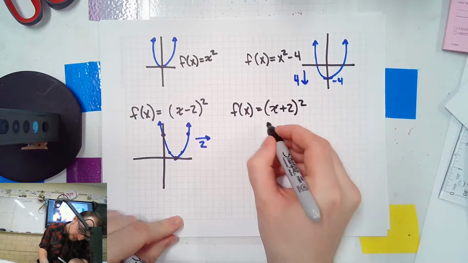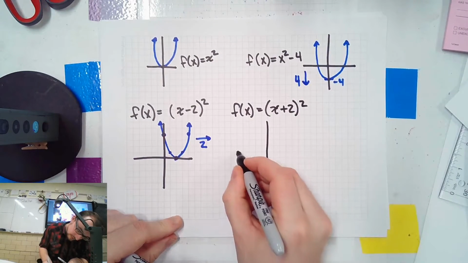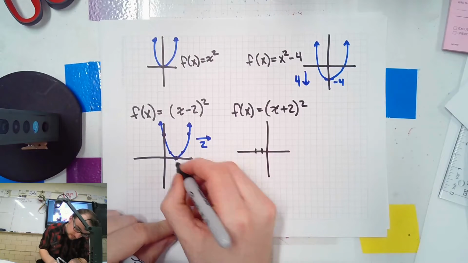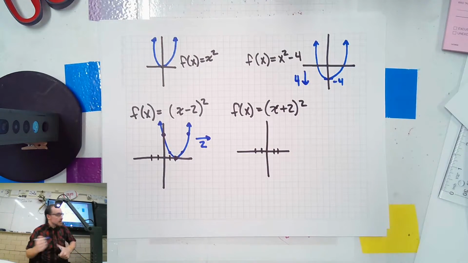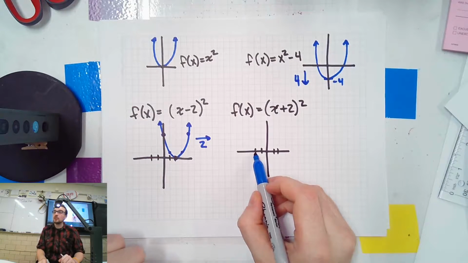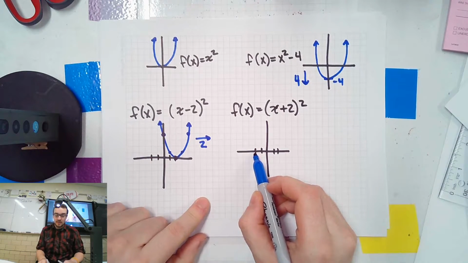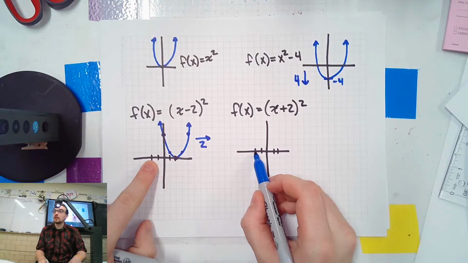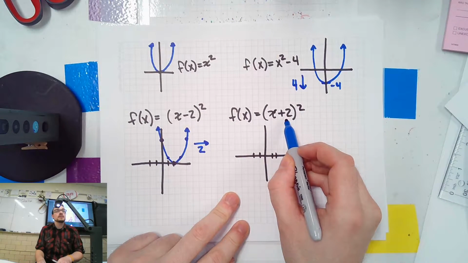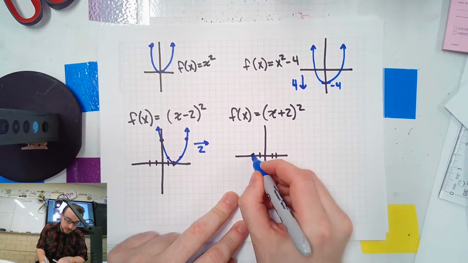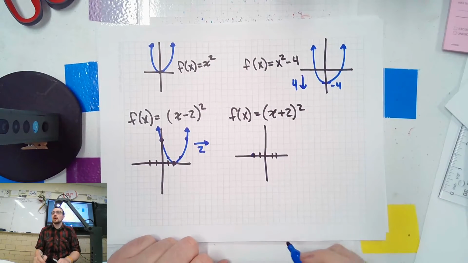What do you think x plus 2, squared, is going to do? Move it to the left by 2, right? Let's try it. It's the opposite. If we plug in negative 2 and get 0, then that's the bottom of our parabola. It'll be over here now. So let's plug in negative 2. Negative 2 plus 2 is 0. 0 squared is 0. So when we plug in negative 2, we get 0. The bottom of our parabola is there now.